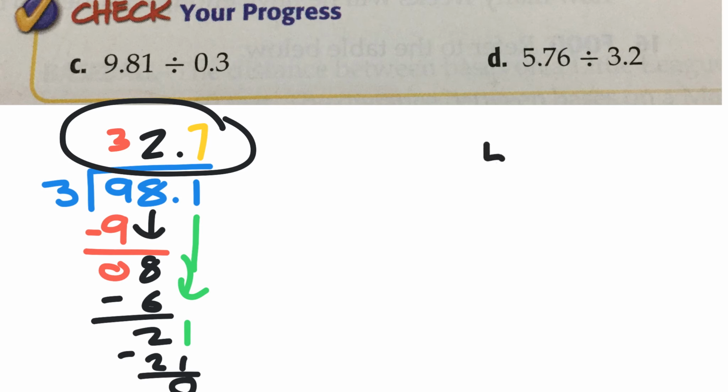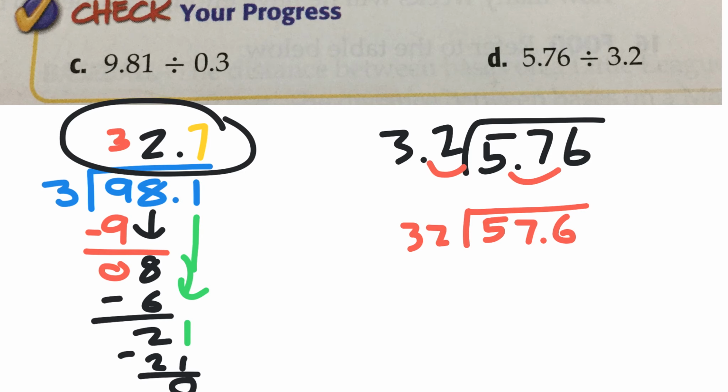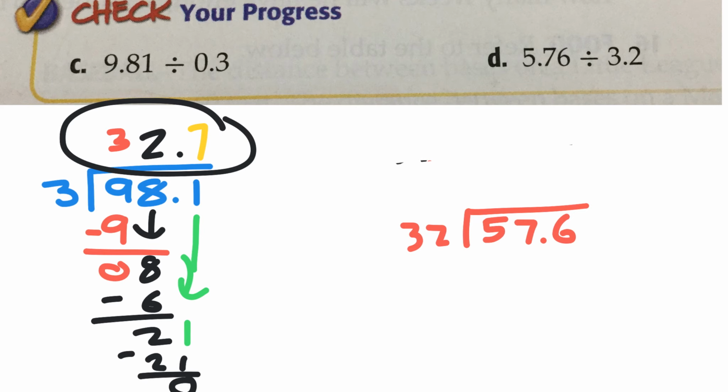Okay, so it's 5.76 divided by 3.2. She said 6. Sorry, I'm having trouble with this. So now I'm going to move the decimal one place to the right. That leaves me with 57.6 divided by 32. Okay, I'll erase this so I've got room.